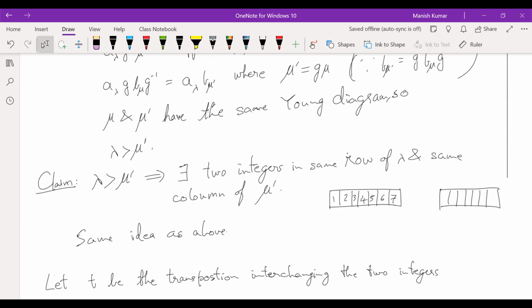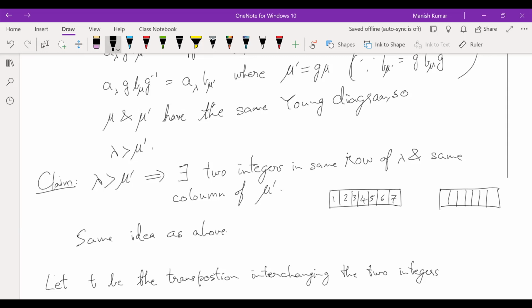But mu prime is less than lambda. So that tells you that the first row of mu prime cannot have more than 7 entries, but it must have at least 7. So that tells you that the first row of mu prime has to have 7 entries.